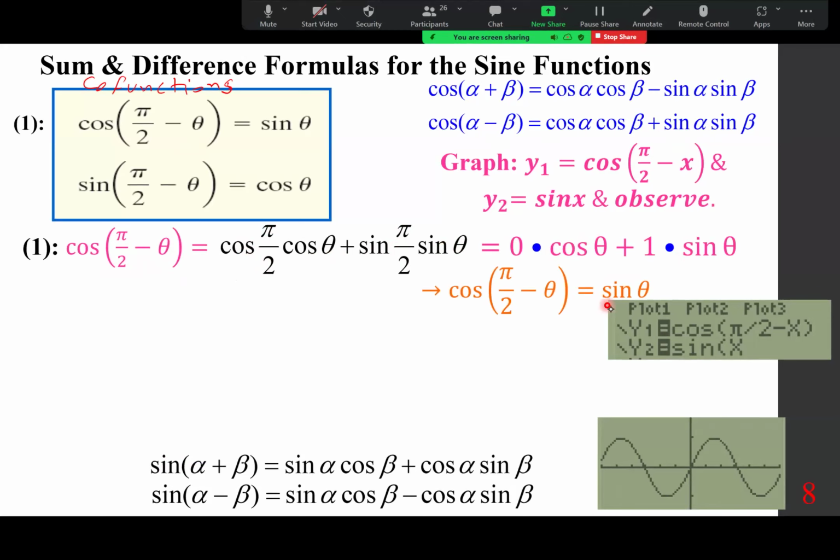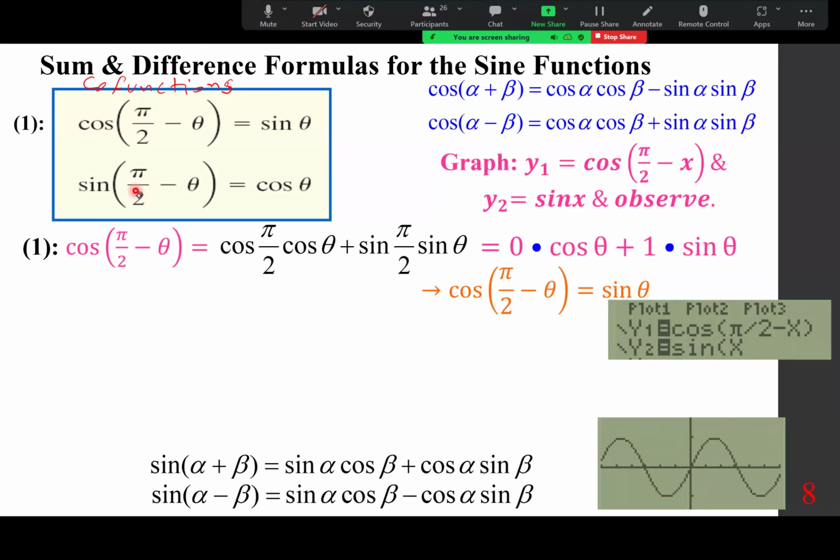Again, we had discussed that before. We showed it with the concept of a co-function. But in any event, now we have proved it using cosine of alpha minus beta. So we proved that. So that one is proved.